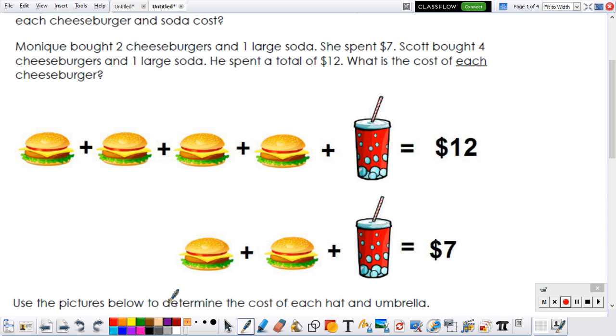So first off, the first thing I'm going to notice is that they both bought 1 drink. So I'm going to cross those off. Those are the same. And I also noticed that they bought 2 hamburgers. So I'll cross those off.